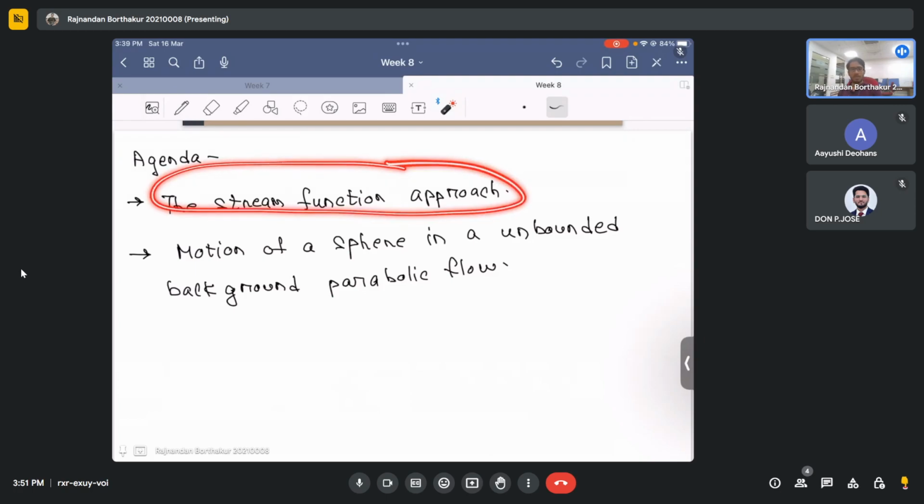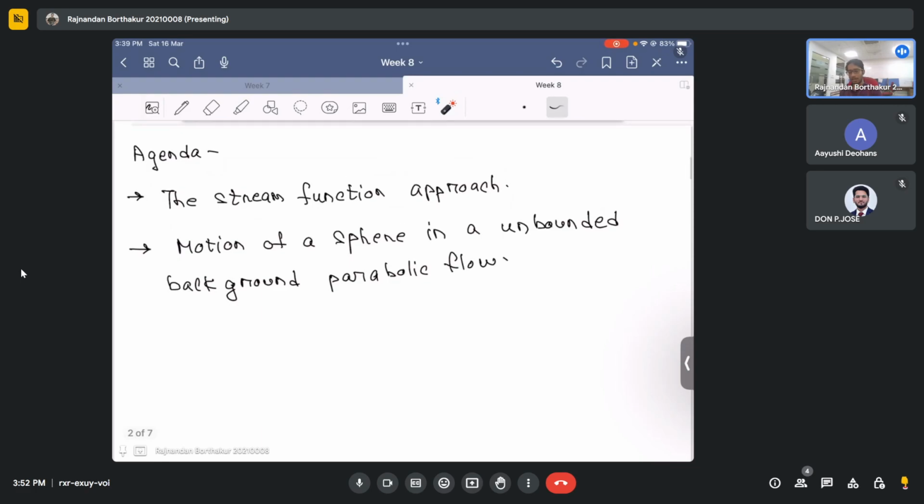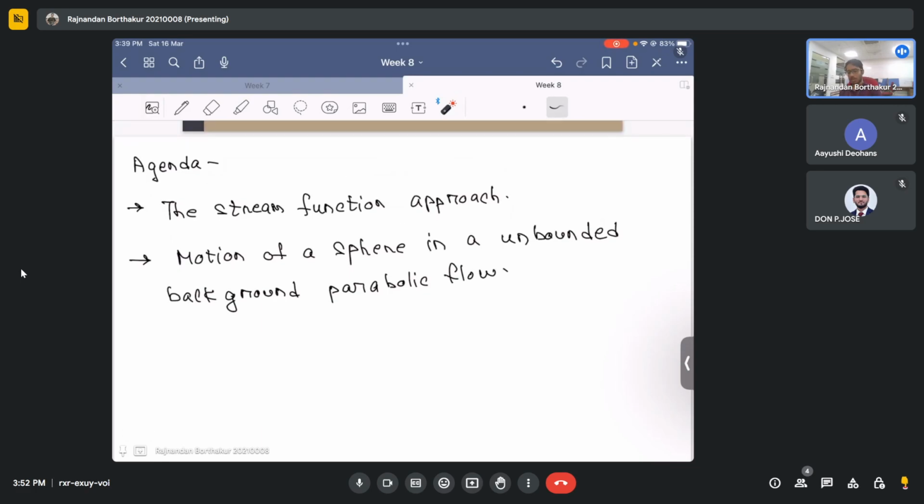I think you have seen a glimpse of this while trying to solve the lubrication problem, or when you solved the creeping flow motion of a sphere, the drag force on a sphere in an unbounded uniform flow. You need to follow the stream function approach because it's an axisymmetric problem, so the only resort we have is the stream function that we need to define. We will quickly get a glimpse of the stream function approach, and then today we will solve a similar problem, but now the motion of a sphere in an unbounded Poiseuille parabolic flow.